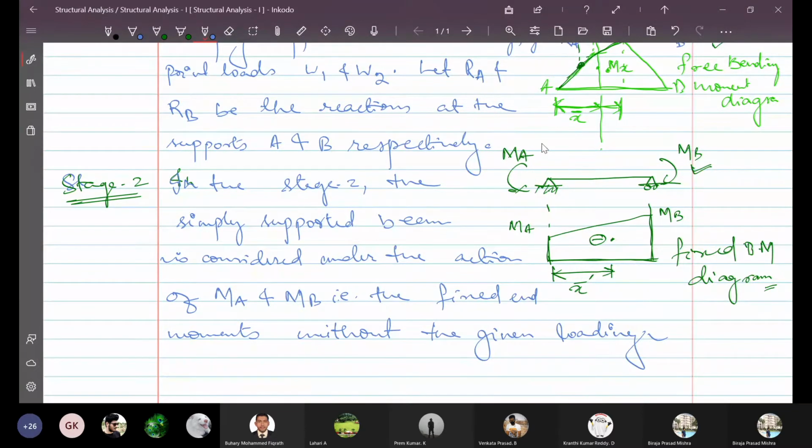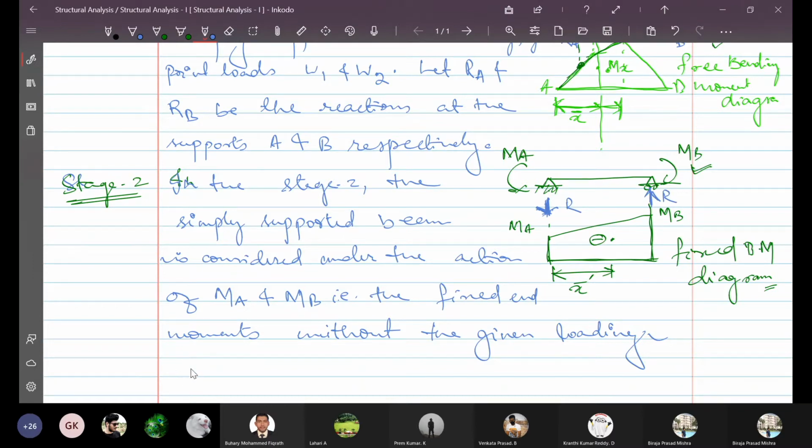Now, apart from that, since these are the supports, here we will have one reaction. Definitely there will be reactions due to these movements. So let us say that reaction is R, it is in this direction, and another reaction is in this direction. We are assuming it.